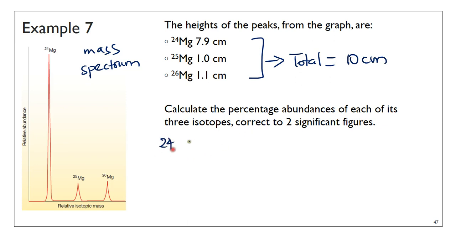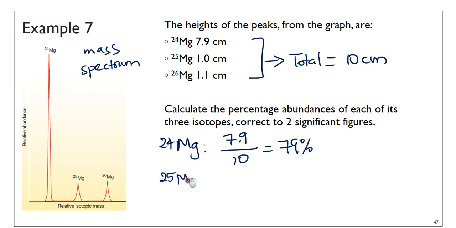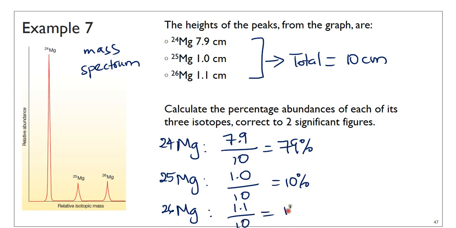So magnesium 24 is going to have a percentage abundance of 7.9 over 10, which is 79%. And then magnesium 25 is 1.0 over 10, which is 10%. And magnesium 26 is 1.1 over 10, which is 11%. So that is going to be the percentage abundance of these.